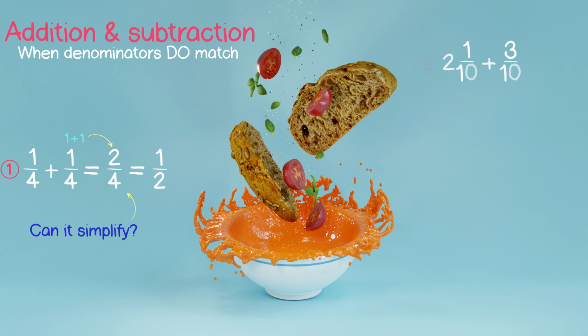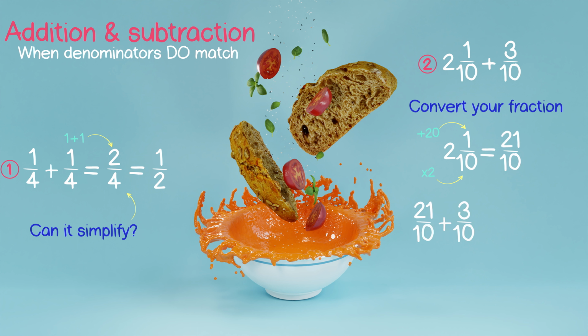2 1/10 plus 3 over 10. So we convert our fraction. 2 times 10 equals 20. 20 plus 1 equals 21, so 21 over 10. Now that our denominators match, we can add like before. So 21 plus 3 over 10 equals 24 over 10. And this can simplify because we can divide both our top and bottom by 2. So 12 over 5.